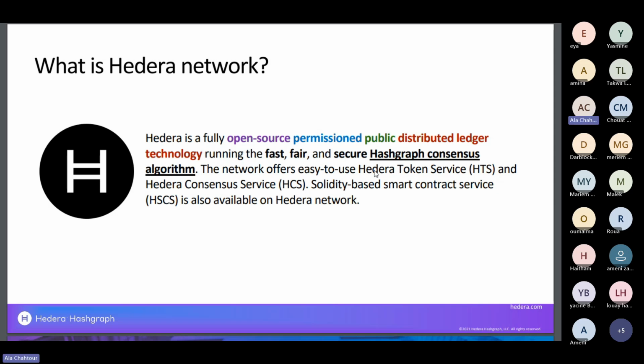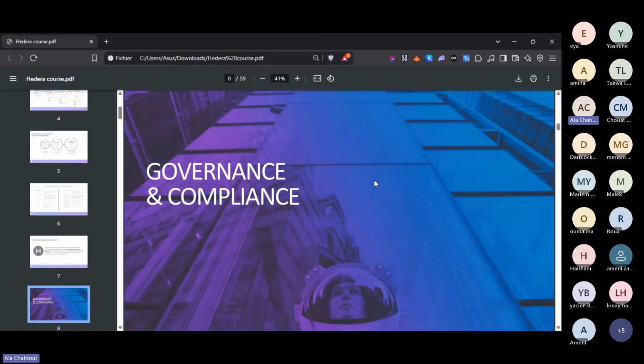These services, you are going to practice in the future sessions, where you are going to see exactly how we can use the token service in order to create a fungible token or non-fungible token. Also, how to create a topic and send messages to the topic using the consensus service, and how to create a smart contract, deploy it and execute it. So you can call all the functionalities on that smart contract using the Hedera smart contract service. Okay, so let's move on for now.